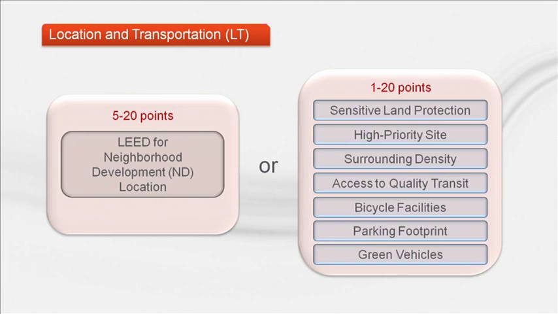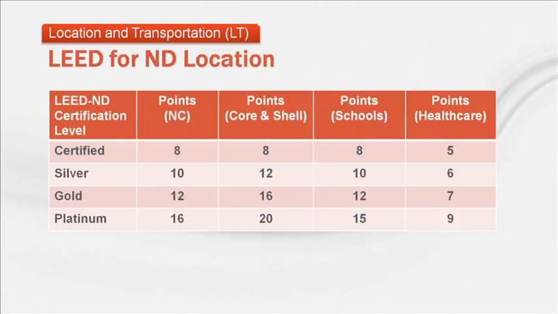But in version 4, LEED introduced a simplified path shown on the left-hand side. If the project location is in an area that has already been certified through the LEED for Neighborhood Development rating system, then you can simply earn points based on that certification level. This chart shows the points available through this new LT credit. For example, if you're constructing a building in a neighborhood that has already received the silver level of certification through LEED ND, then your project can earn 10 points under LT Credit 1.